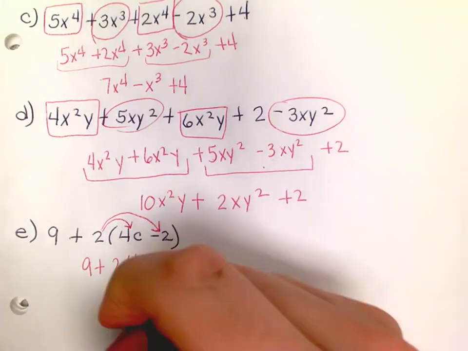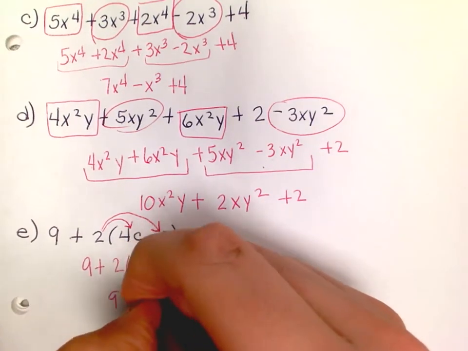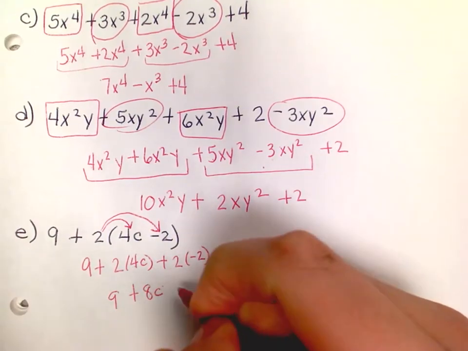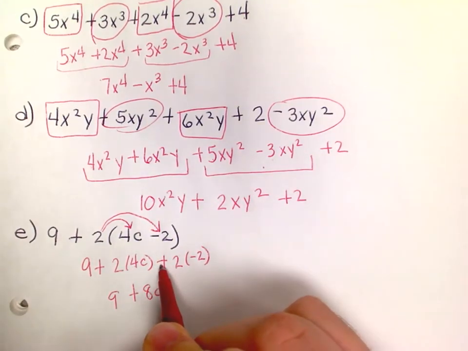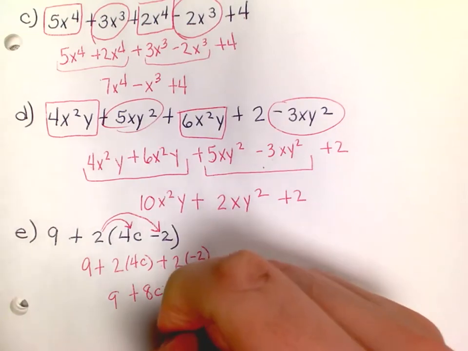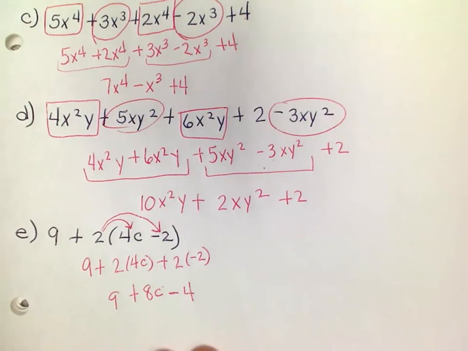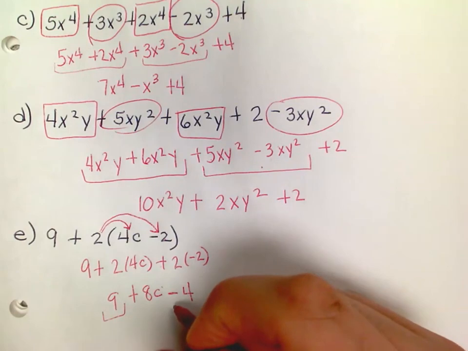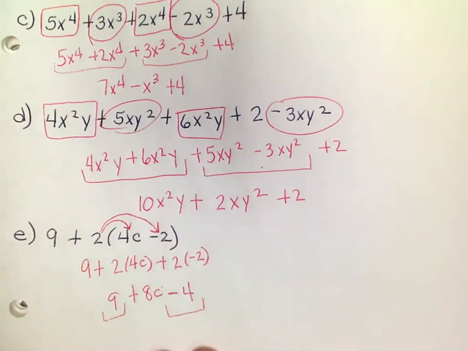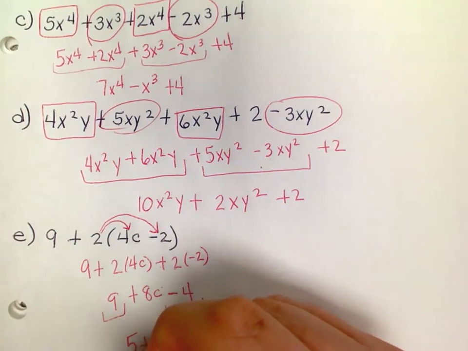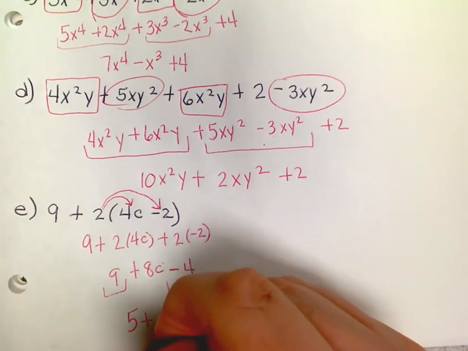Let's go through and simplify. 9 plus 2 times 4 is 8c, and then a positive times a negative gives us a negative, and then 2 times 2 is 4. We simplify. Notice that there's only one c right there, and the others are just regular rational numbers. So 9 minus 4 is 5, a positive 5, and then just bring the 8c on down.